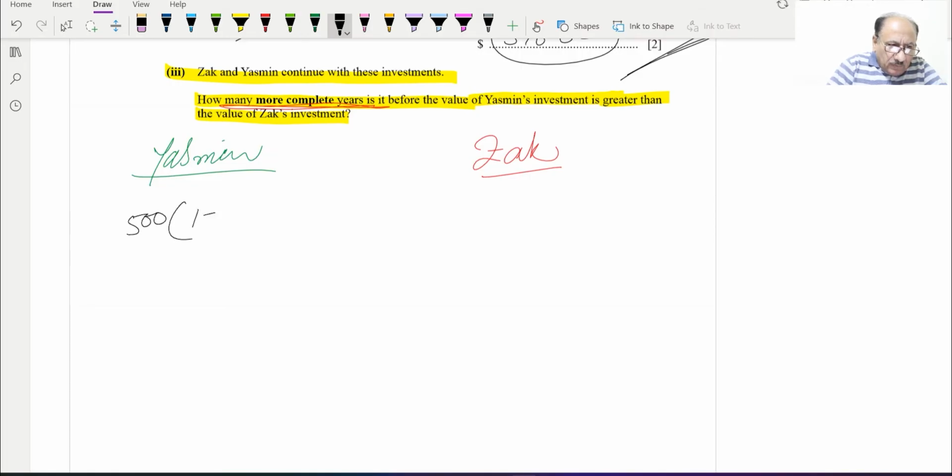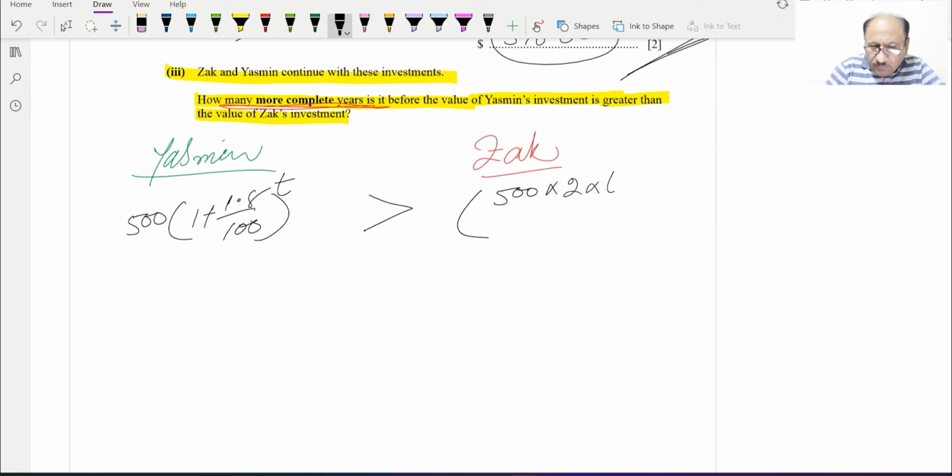We know this is the compound interest formula, which we have already applied for t years, and this should be greater than Zach's investment, which is simple interest: 500 into 2 into time duration divided by 100, plus 500, the principal amount of Zach. Now we need this side to be bigger than this one. We need to check for the duration. Keep in mind 5 years are already passed.